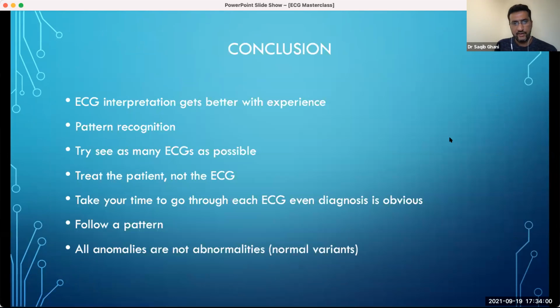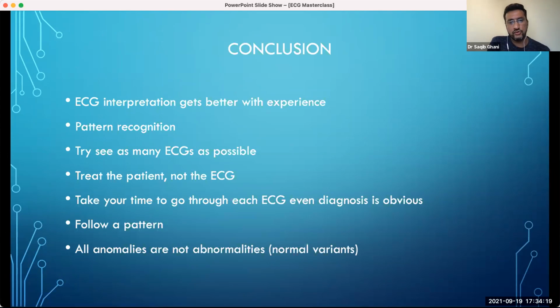On that note, just to conclude, ECG interpretation gets better with time. It's all about experience and pattern recognition. See as many ECGs as you can. You can be your own best teacher sometimes. Just make an interpretation before going to someone senior. But do remember, you treat the patient, you don't treat the ECG.